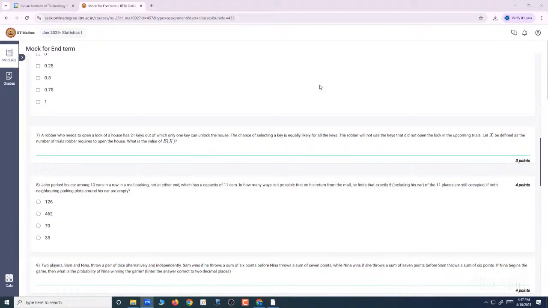Ma'am, out of 11, we will exclude 3 positions. Why? Because one is John's car, and we have to keep the 2 positions, left and right, empty, vacant. Correct. So out of 11, only 8 are left and 4 cars more. Correct, so it would be 8C4. Good. What about others? You got the 8C4. Do you have the reason how it's 8C4?